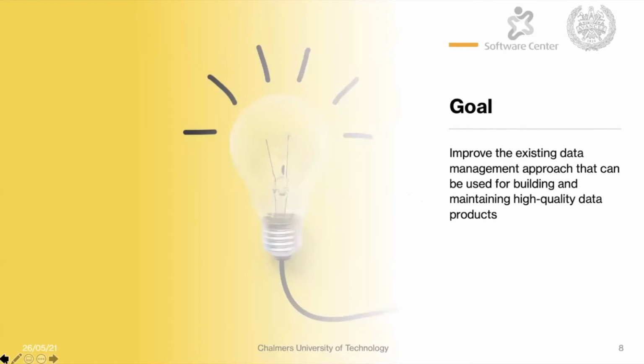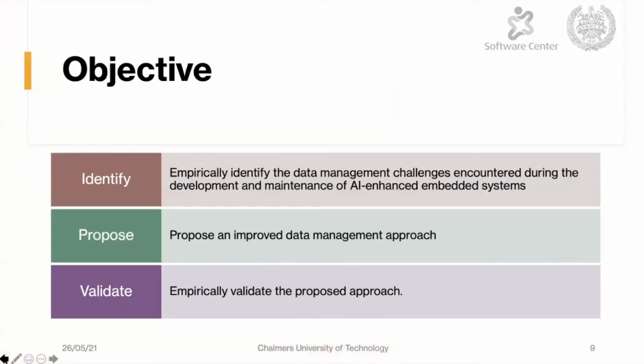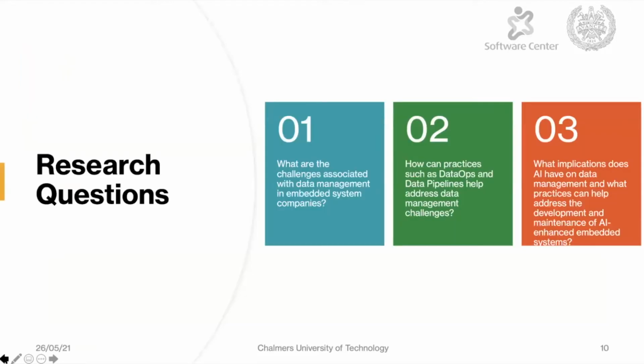So our goal is to improve the existing data management approach that can be used for building and maintaining high quality data products, including AI models. We have subdivided this goal into 3 objectives. The first one is to empirically identify the data management challenges encountered during the development and maintenance of AI-enhanced embedded systems. The second one is to propose and implement an improved data management approach. And the third is to empirically validate the proposed approach.